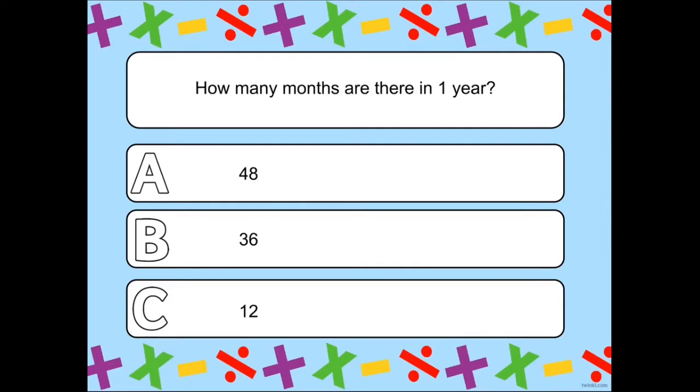Question 8. How many months are there in 1 year? A, 48, B, 36, or C, 12. Question 9. How many months are there in 2 years? A, 36, B, 24, C, 12.